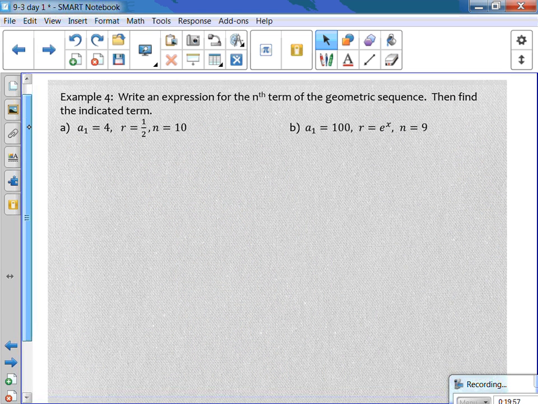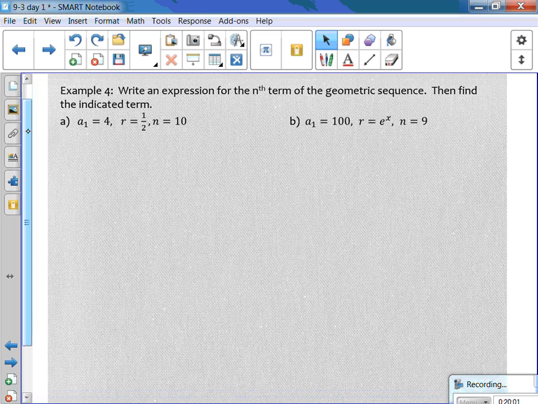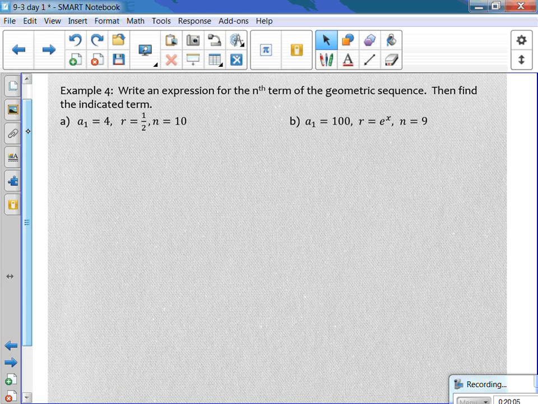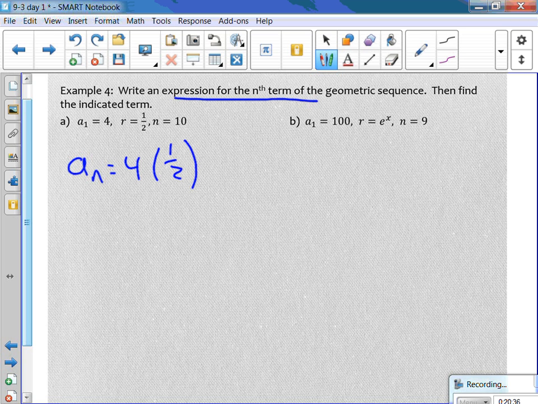So, Katie, here we have our A1 equals 4, r equals 1/2, n equals 10, and we want to go ahead and find the nth term of the geometric sequence. So, what do we do here? First of all, I have to find my nth term. So I need to find my an. A1 equals 4. And then for the indicated term, the 10th term, that's not your final answer, folks.